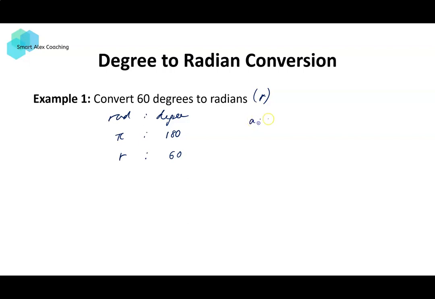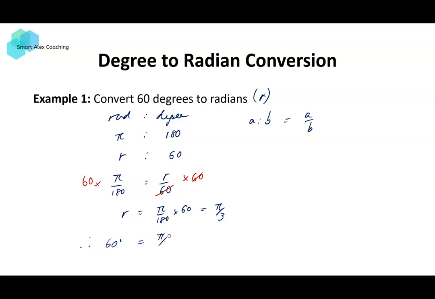Now we're going to use the fact that a to b is the same as a over b in fraction form. So I can write pi over 180 is equal to r over 60. To solve for r, I multiply both sides by 60. The 60 here will cancel out. And what I'm going to have is r is equal to pi over 180 times 60, which corresponds to pi over 3. That means 60 degrees is equivalent to pi on 3 radians.